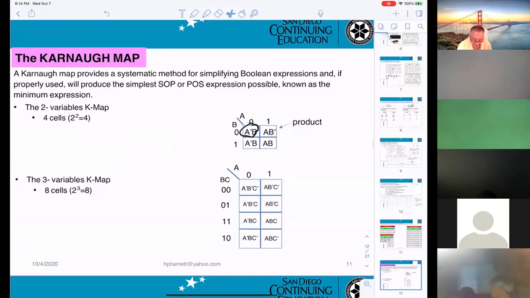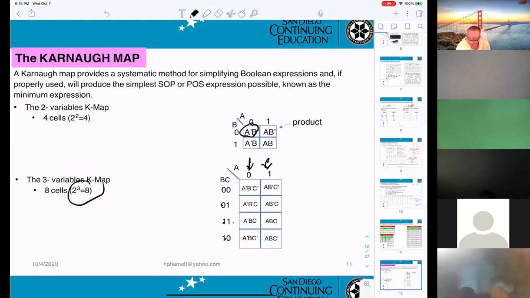Now go to 3 variables. 2 power of 3 is 8 cells. So 1, 2, 3, 4, 5, 6, 7, 8. Okay, if I put A here, that A equals 0, and that A equals 1. And on the left, you get B: B is 0 here, 0 here, 1 here, 1 here. C will be inside: 0, 1, 1, 0.